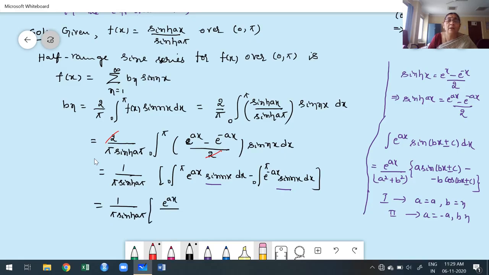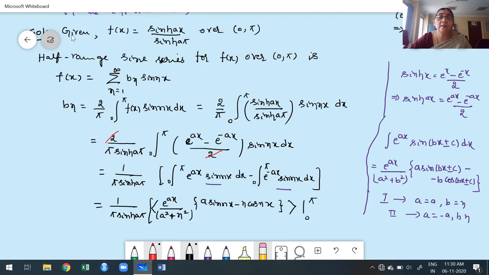From this formula, 1 by pi into sin hyperbolic of a pi of e power of ax divided by a square plus b square, where b means the coefficient of x in the trigonometric function, that is n square, of a into sin nx minus n into b, b means n, into cos nx. Now better I keep this separately, 0 to pi.